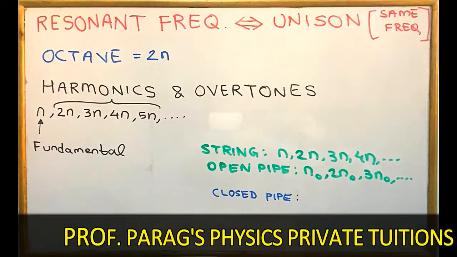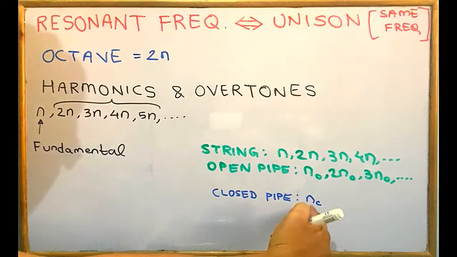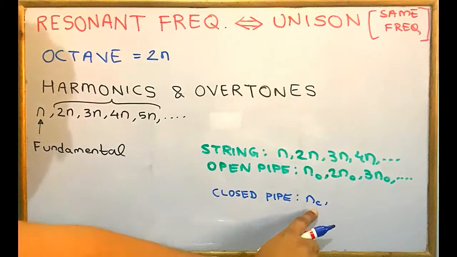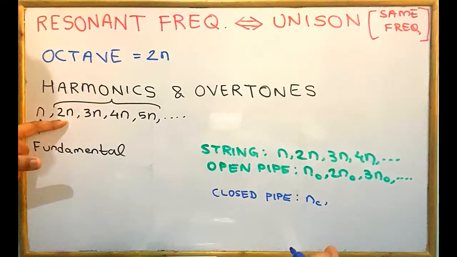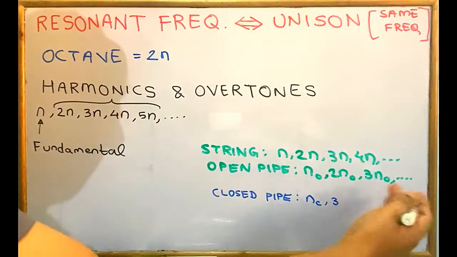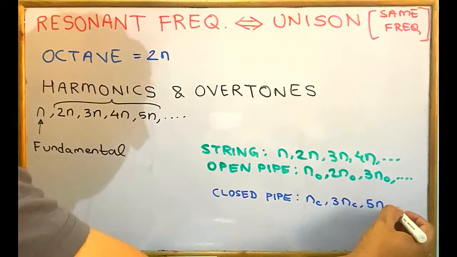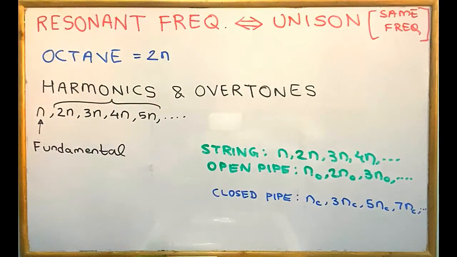If I call the fundamental frequency NC, where the letter C stands for closed, then what is the next mode of vibration? Again, what do we mean by next mode? Please see the video related to pipes. The next mode of vibration here is not 2N. The second harmonic is missing. The higher modes contain only the odd harmonics, 3NC, 5NC, 7NC and so on. 1, 3, 5, 7, 9 and so on. Only the odd harmonics are present.